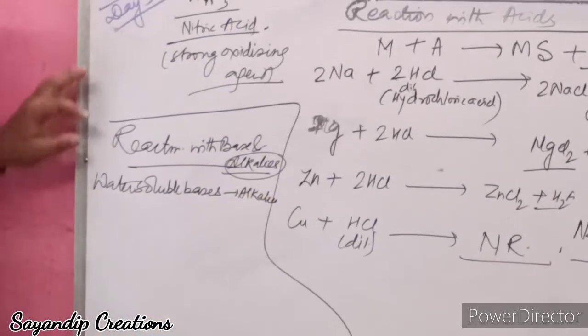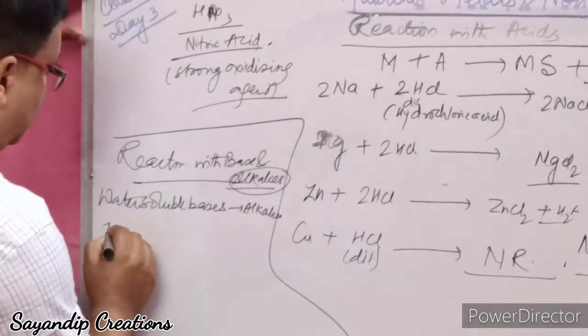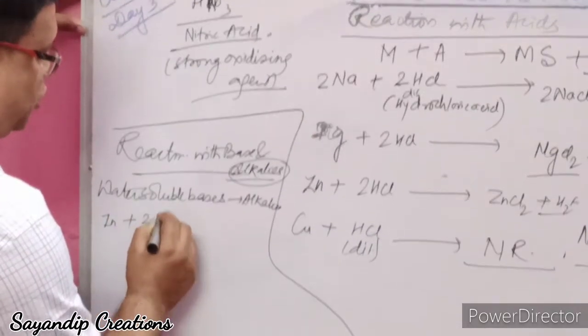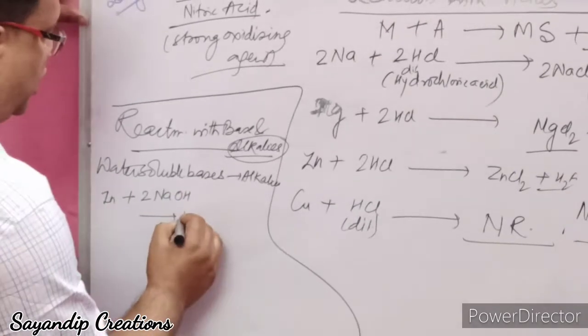So, suppose you take zinc metal. Zinc metal, when it reacts with sodium hydroxide, NaOH, what will it form?